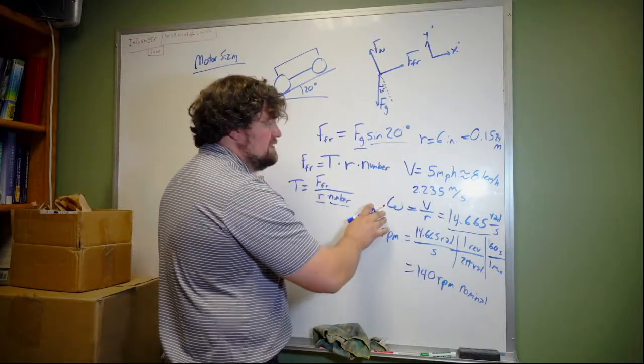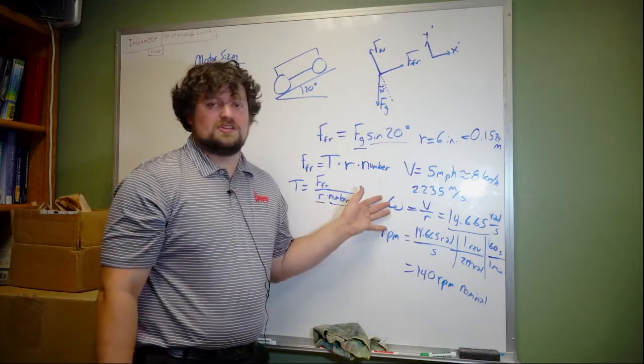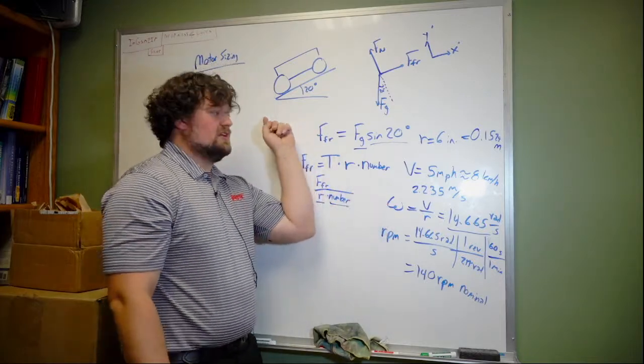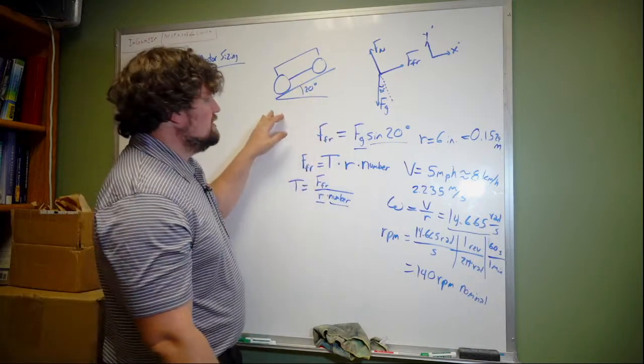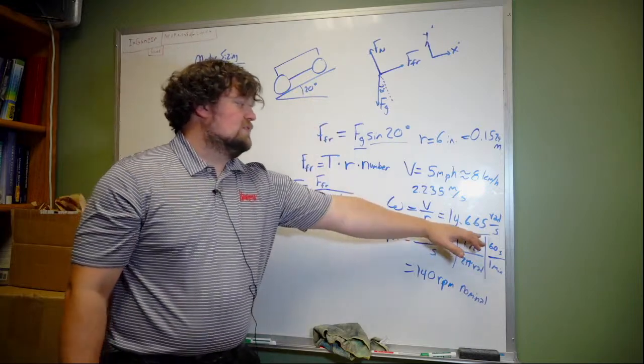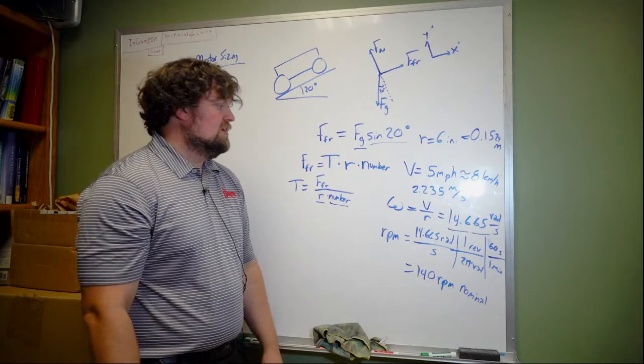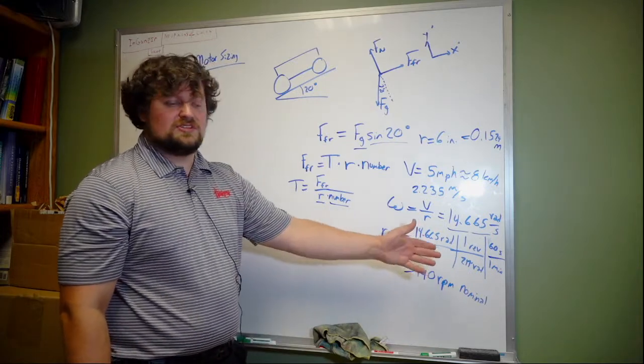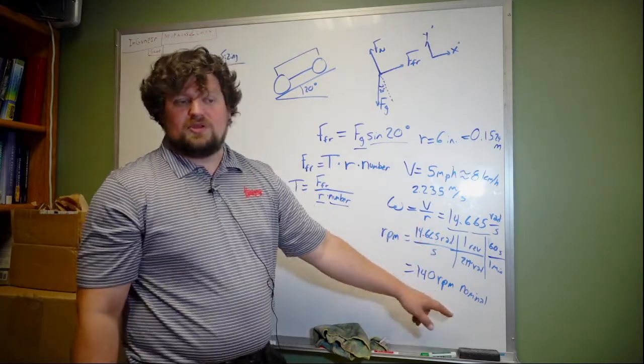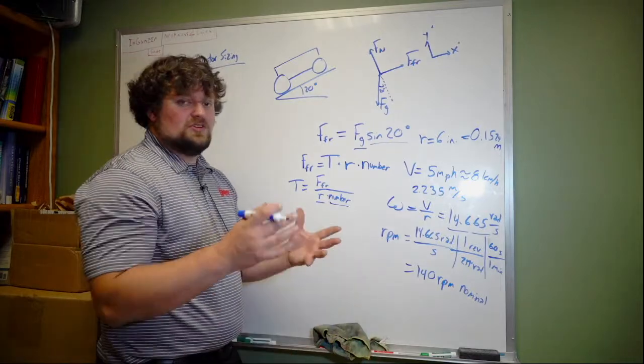Here we already have this, which is based off of our nominal speed. We're designing for, we want this thing to be traveling at 5 miles an hour up the incline, which means we have an angular speed of 14.665 radians per second, or 140 RPM. Okay, that's our nominal conditions.